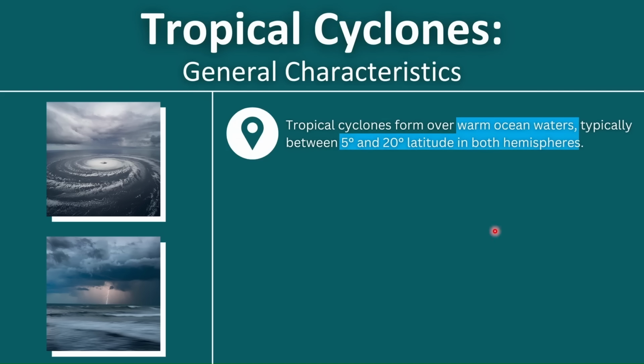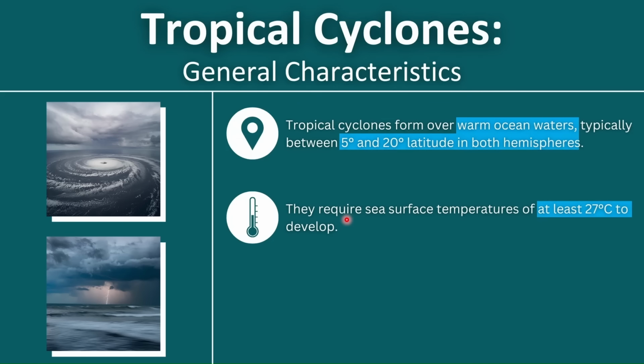So first we're going to be looking at the general characteristics of tropical cyclones. Tropical cyclones form over warm ocean waters, typically between 5 degrees and 20 degrees latitude in both hemispheres. They require sea surface temperatures of at least 27 degrees Celsius to develop. And I'll explain to you exactly why that is so once we get to the conditions necessary for formation.